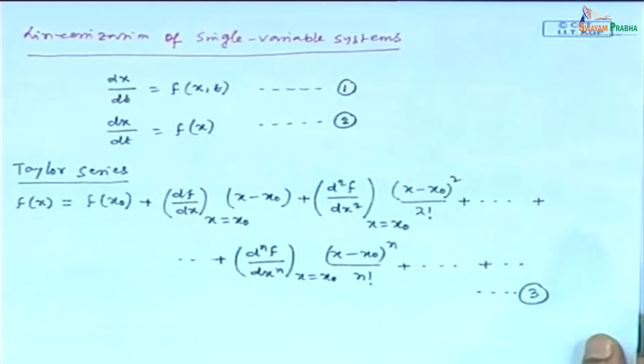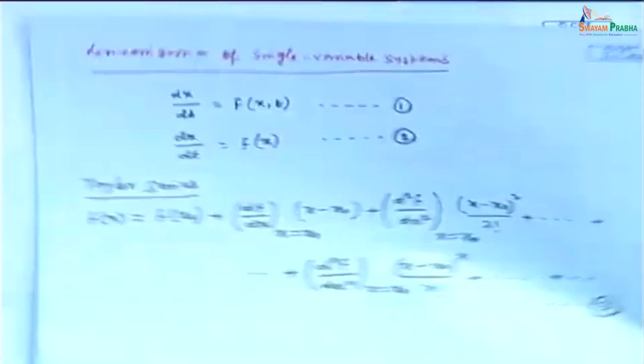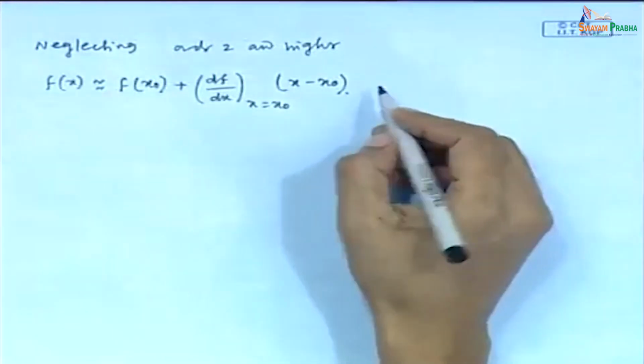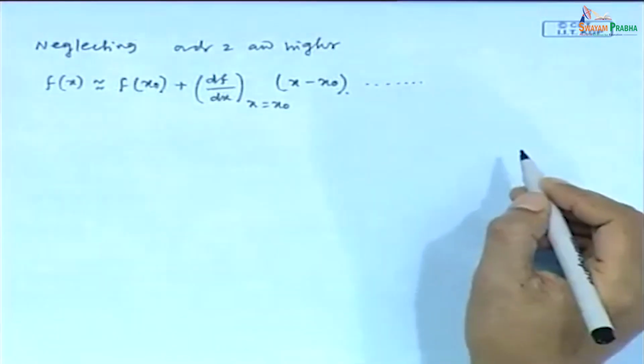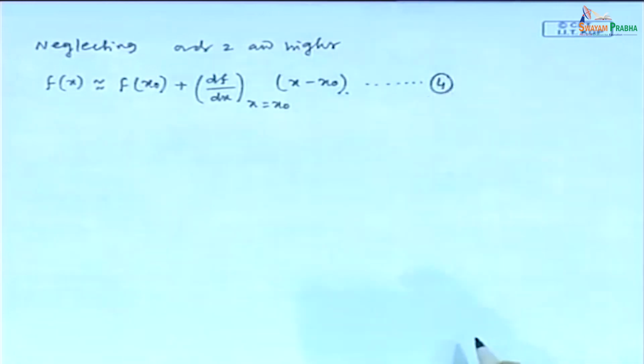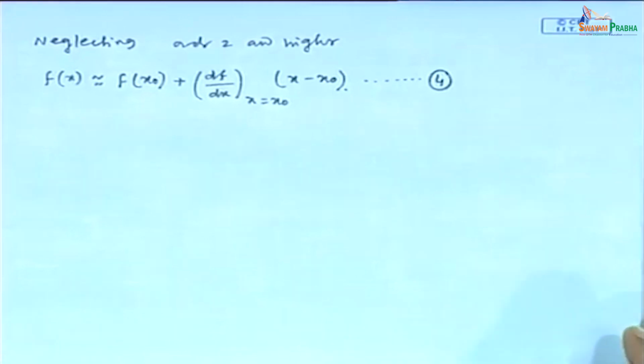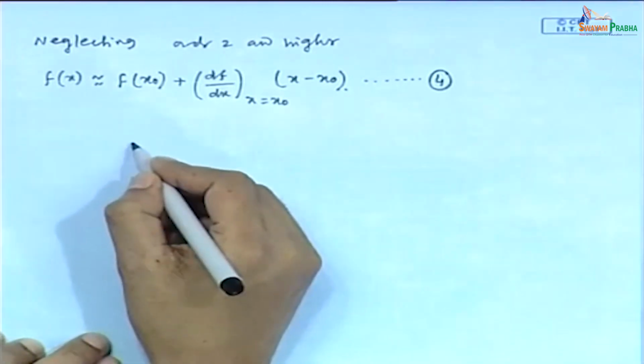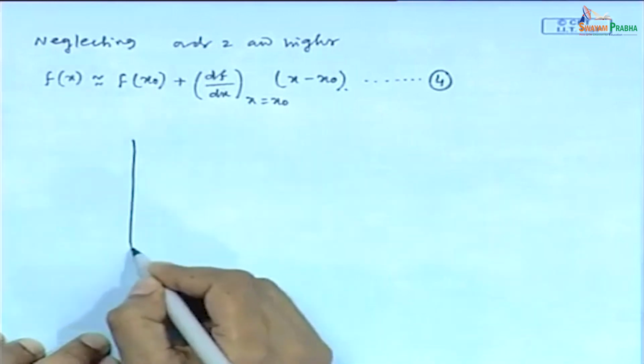The Taylor series expansion of f x, you put equation 3 for that, and this approximate linearization we are representing by equation 4. Now, this linear approximation is satisfactory when x is very close to x naught.